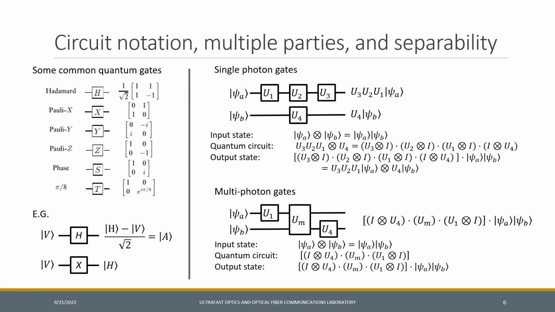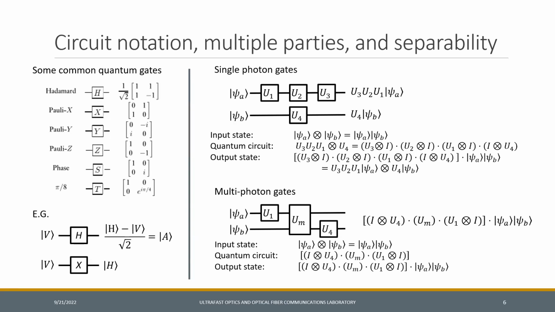And so we want to talk now about circuit notation and also start bringing more photons into our conversation. For instance, this is psi A, it represents photon A. This is psi B, it represents photon B. What we have here is a set of single photon gates.